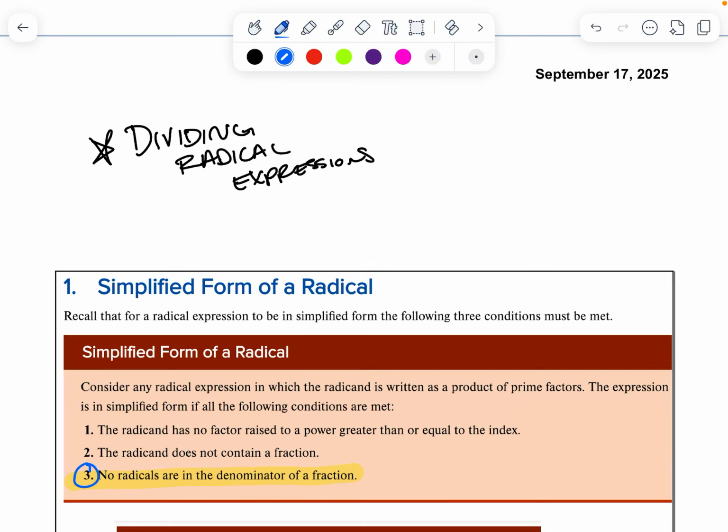In this video, we're going to be talking about dividing radical expressions. It's the last way that we are going to combine these radical expressions. We're talking about things with square roots. A radical expression is something with a square root.